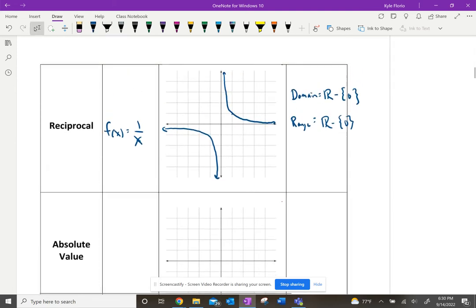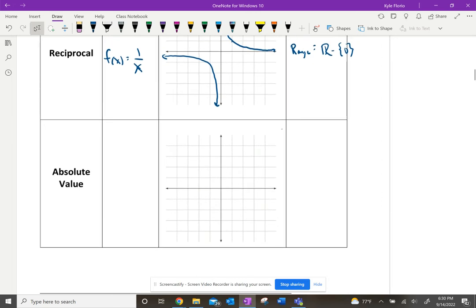I'll be honest, I'm not happy about the way I just explained that, but we can talk about it in class more later. And that function is going to come up a lot. We're going to deal with rational functions plenty. All right, absolute value function, that's the absolute value of x.